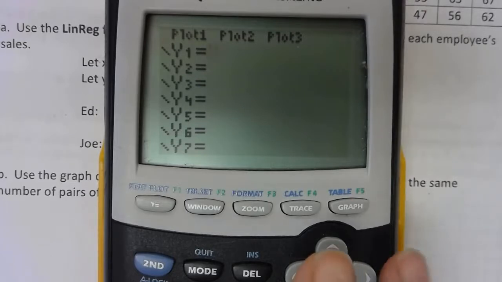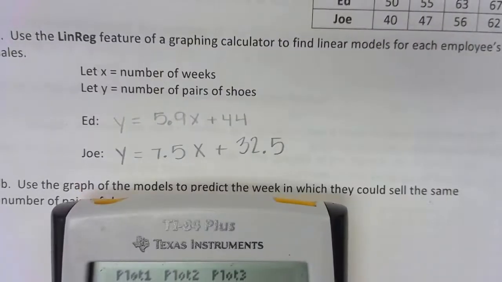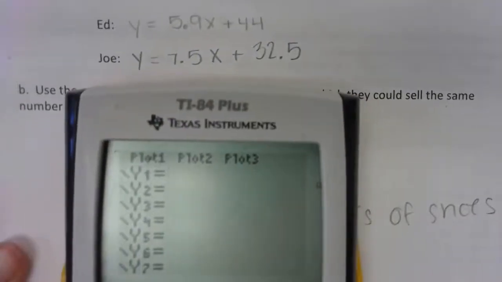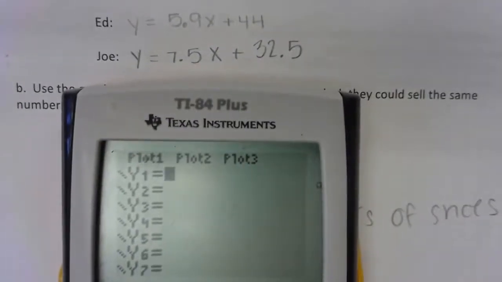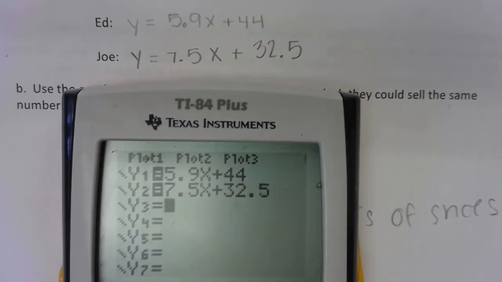In y1, we're going to type Ed's equation. So in y1, I want you to type that 5.9x plus 44. In y2, you're going to type the 7.5x plus 32.5. Is everybody good?